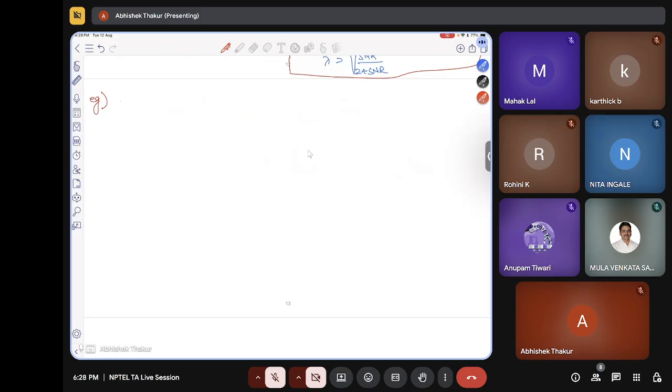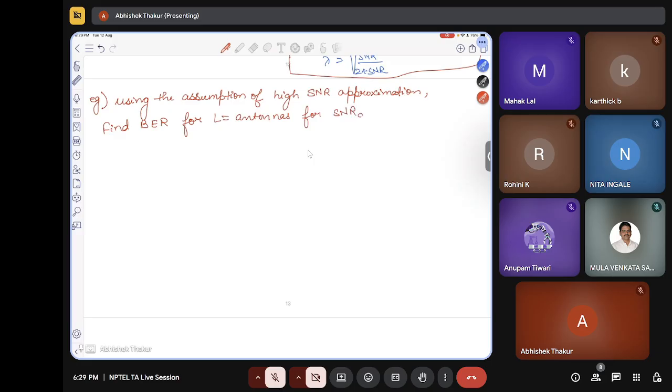We'll take one example, using the assumption of high SNR approximation, find the bit error rate for a multi-antenna system where L is equal to 2 antennas for SNR in dB value equal to 20 dB. Okay, so SNR is given as 20 dB.